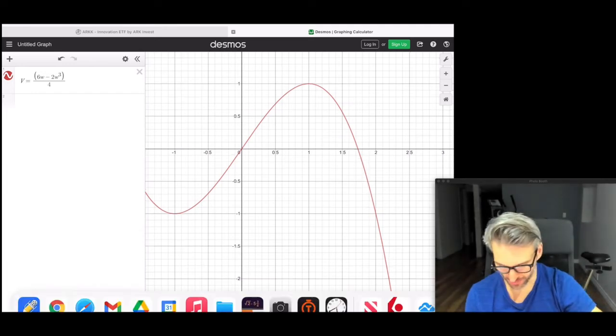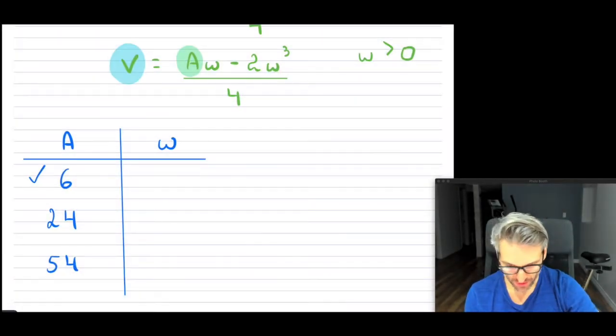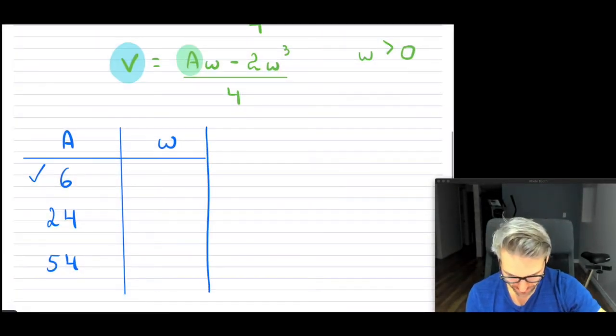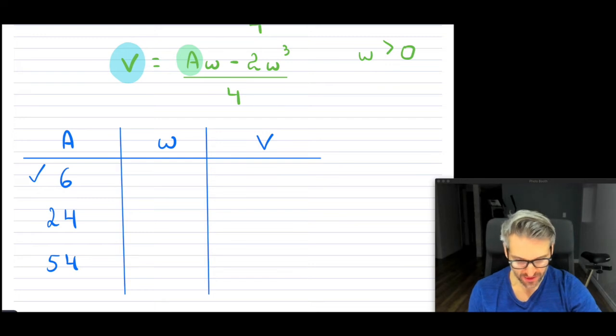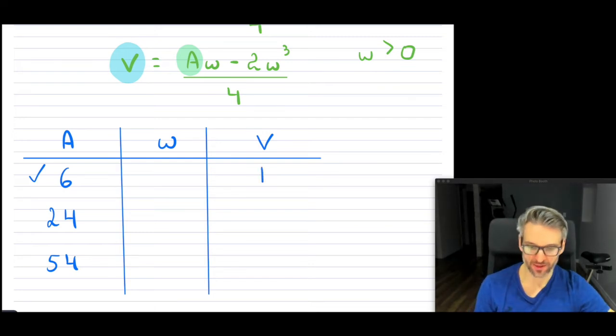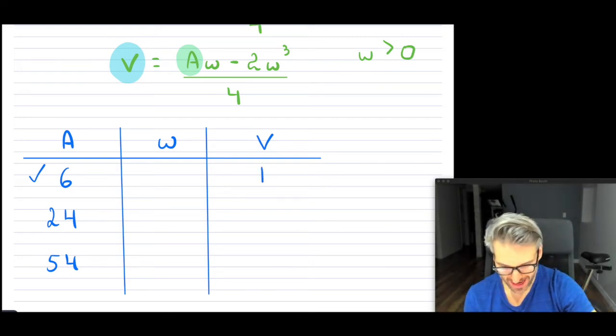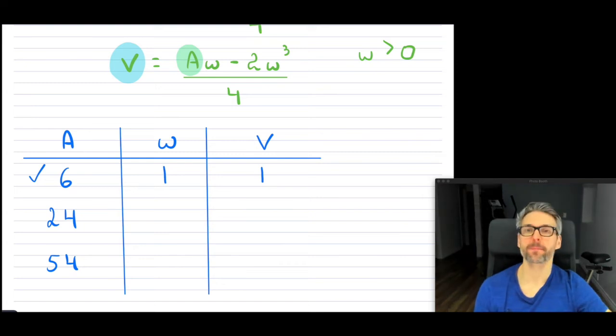All right, so I'm going to put that in here. So what we have, I'm going to do something like this. I'm going to extend this out a little bit further. So this was V. Our maximum peak, it seems like it was 1. And this happened at W of 1. So that's what happened here.